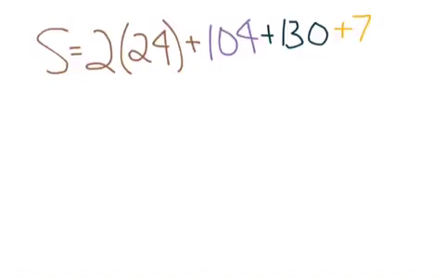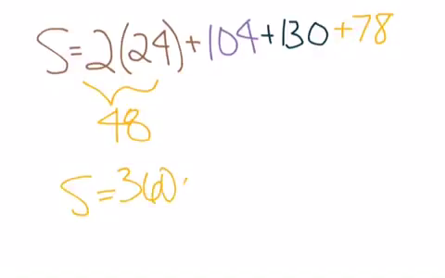Okay, so we're going to multiply these two together. Okay, 2 times 24 is going to be 48. Okay, you're going to add all those up together. The surface area of this triangular prism is going to be 360 centimeters squared.